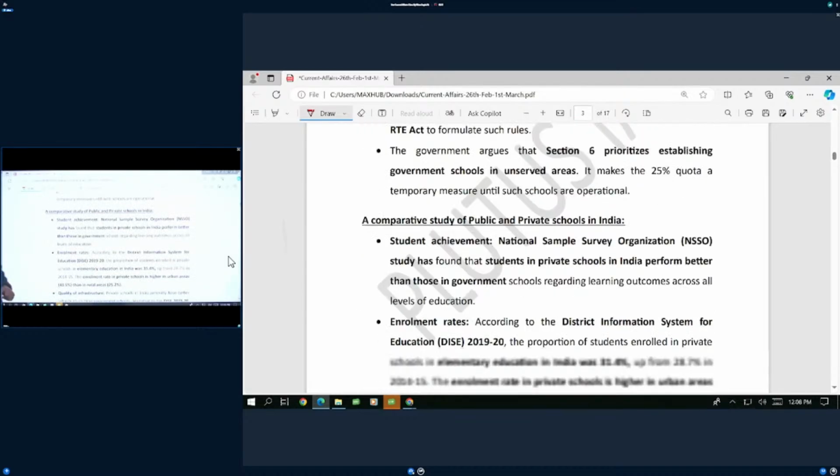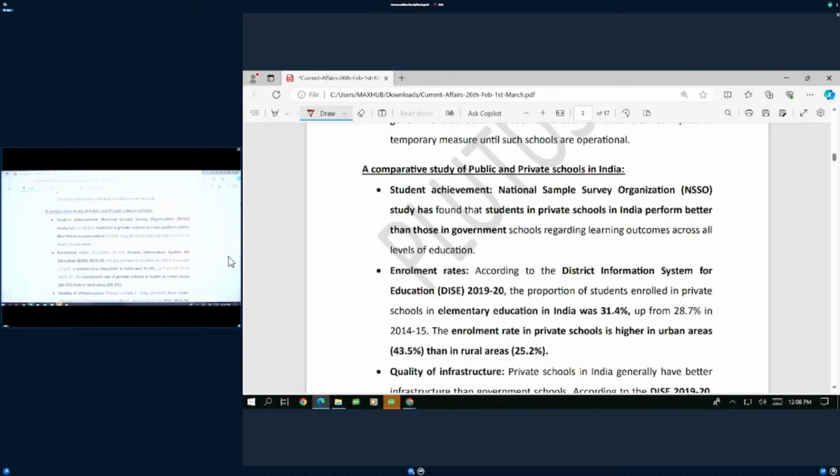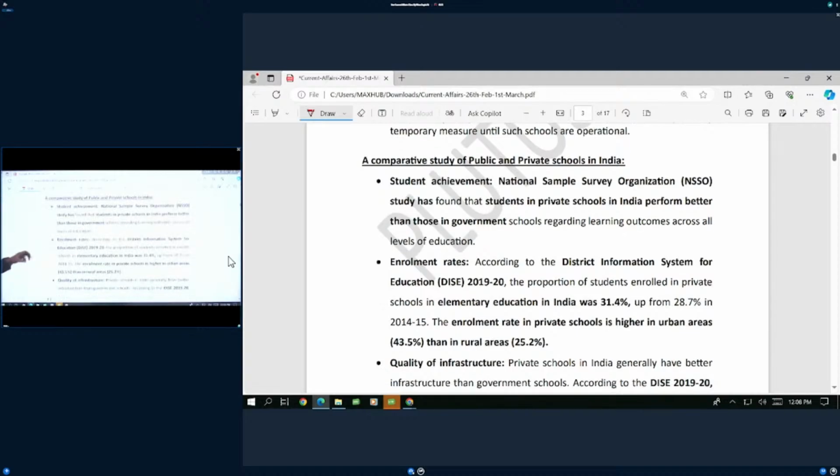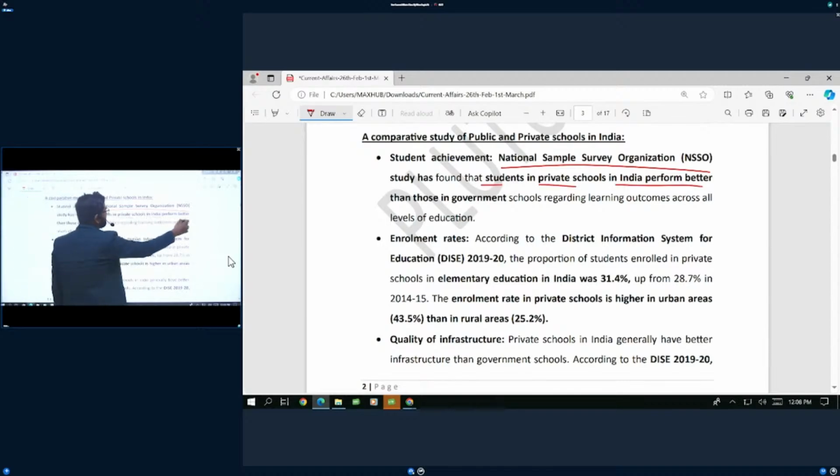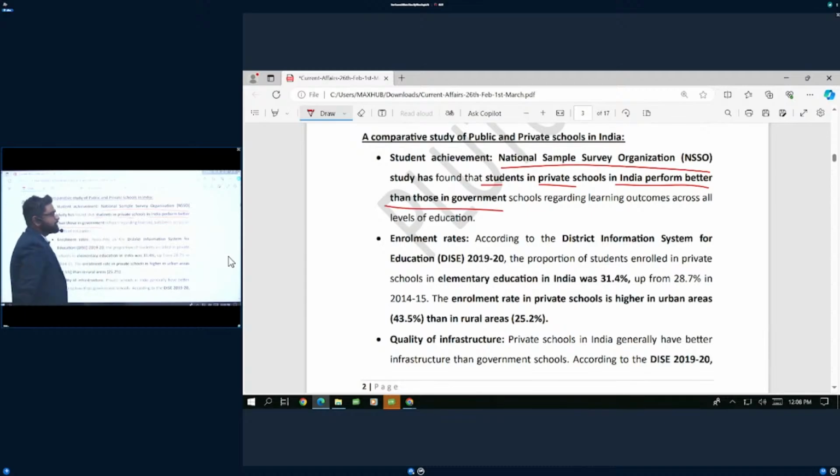Now let's see a comparative study of public and private schools in India. Very important one. Please see this. Students' achievement. NSSO, National Sample Survey Organization, conducted a study on India's education. It found out that the students in private schools in India perform better than those in government schools in their learning outcome across all levels of education.